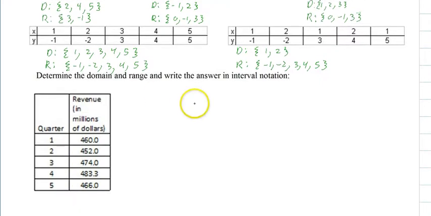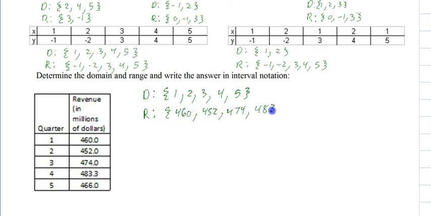Okay, so on these we're going to write them in interval notation. Now I know these look like points, so when you write your domain first, it would be quarters of 1, 2, 3, 4, and 5, with a range of 460, 452, 474, 483.3, and 466. But the revenue in dollars is increasing and decreasing. You could set them as points, but to get a better picture of it, we're going to put it in an interval. So for our domain, our quarters go from 1 to 5.